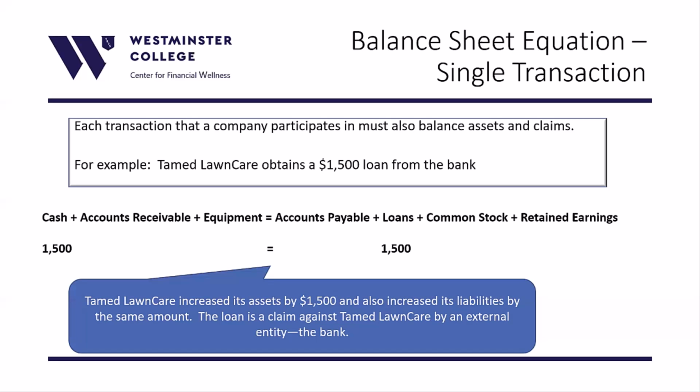Assets equals claims. Okay, note that at least two accounts are impacted by this transaction. You may have heard the term double entry accounting. Well, it relates to this fact that a single transaction will always impact at least two accounts.